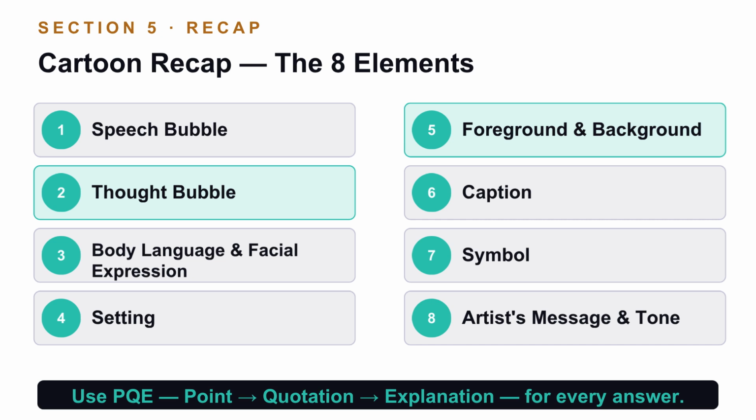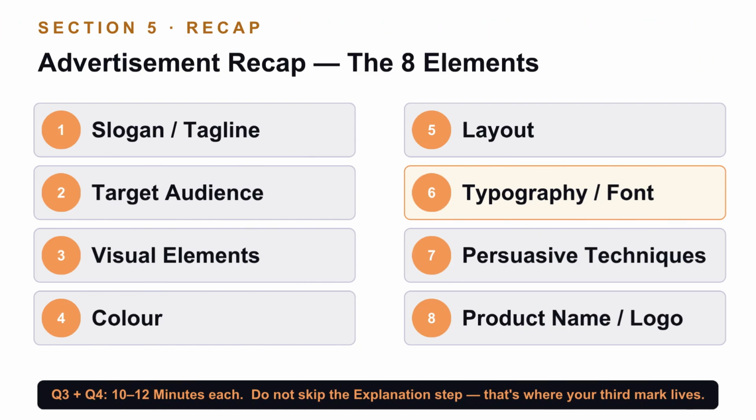Number 6, caption: the added layer of meaning. Number 7, symbol: what the image represents beyond itself. Number 8, artist's message and tone: the overall point. Use PQE to structure every answer. For advertisements, number 1, slogan: the technique and its effect. Number 2, target audience: who and the evidence that proves it.